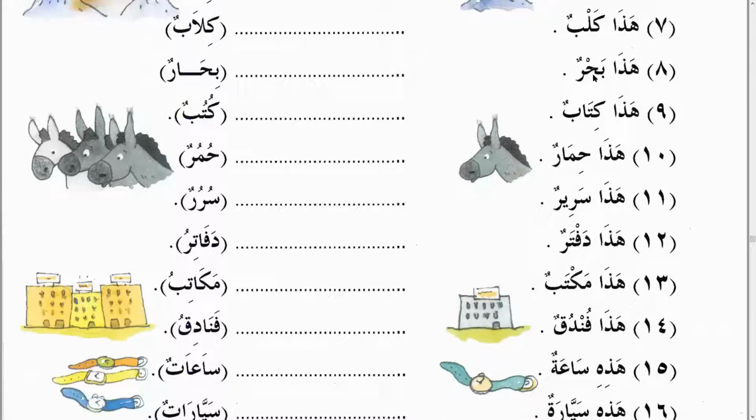Similarly, very simple. Hada baharun. This is a sea. Bahar is sea. Hadihi biharun. These are seas. Hada kitabun. Hadihi kutubun. Right? Hada kitabun. This is a book. These books, how will I say? Hadihi kutubun. These books. Hada himarun. هذه حمر. What is the plural of حمار? حمر. هذه حمر.